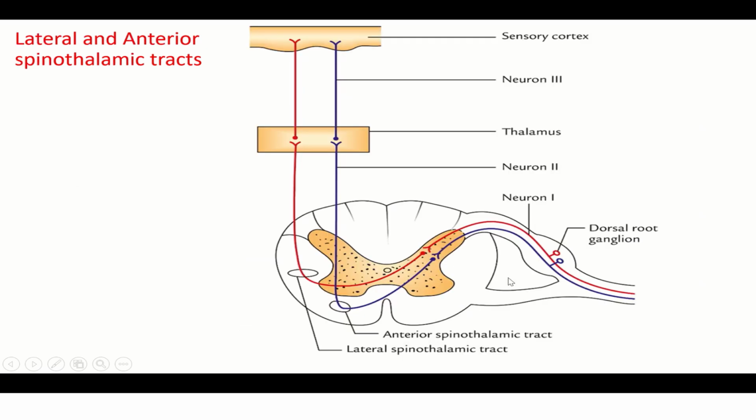Now we can see here. These are the first order neurons in the dorsal root ganglia. You can observe here, this blue line is the anterior spinothalamic tract coming to the anterior white column and then ascending up to the thalamus, and from there to the sensory cortex. And again you can see the red one is the lateral spinothalamic tract coming to the lateral white column and then ascending up. Both will enter into the dorsolateral tract of Lissauer and then the substantia gelatinosa, and from there they cross to the opposite side and ascend. Ultimately they reach the ventral posterolateral nucleus and then the sensory cortex.